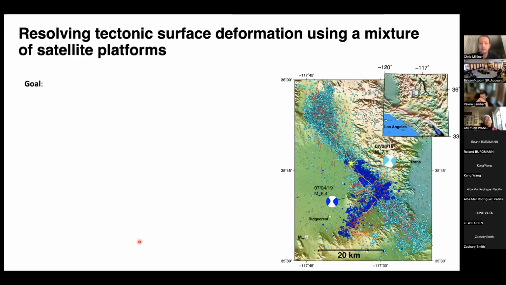Can I ask a quick question, Chris? Sure. What are the requirements in terms of separation of the satellite? This presumably doesn't work if the satellite is passing by too close or too far, in terms of the spatial baseline. In InSAR, we have certain requirements for the perpendicular baseline. I assume something similar applies here.